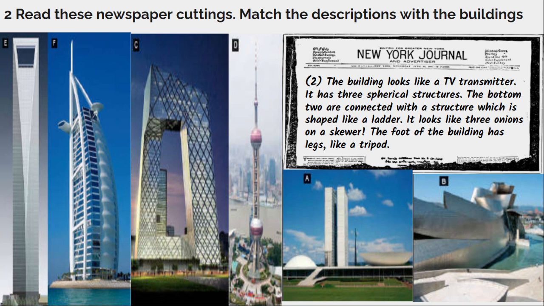Description number 2. The building looks like a TV transmitter. It has 3 spherical structures. The bottom 2 are connected with a structure which is shaped like a ladder. It looks like 3 onions on a skewer. The foot of the building has legs like a tripod. So we have 3 or 4 interesting words here. It is shaped like a ladder.